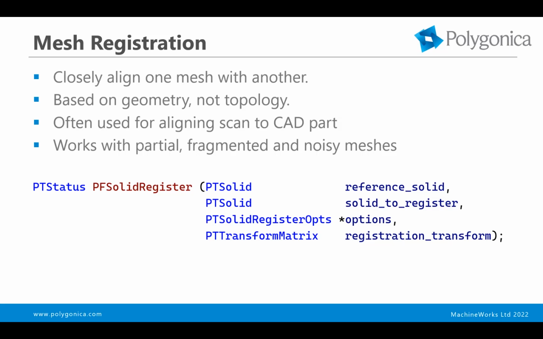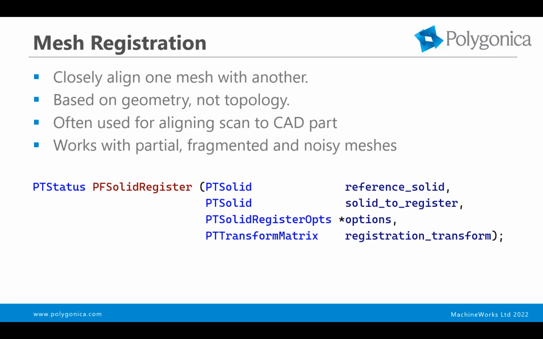The new PF solid register function is based on a geometric alignment. It's not a topological alignment, so it doesn't look at the actual mesh topology and the faces and the connectedness of faces or anything like that. It purely looks at the geometry. And it works really well with partial meshes, fragmented meshes, meshes with holes, etc., and noisy meshes, which obviously is the whole point of it, to be able to help you to work with laser scans better.